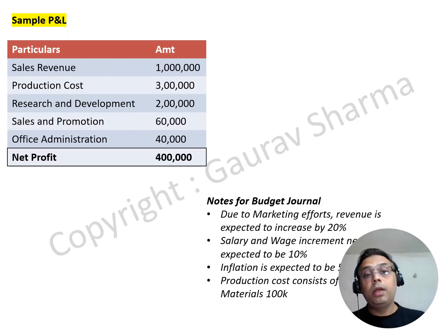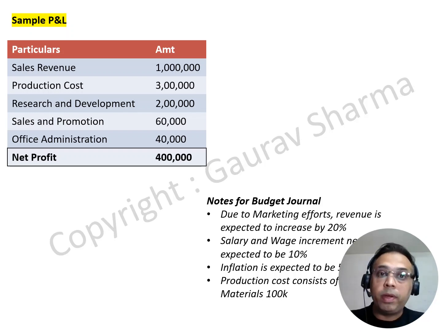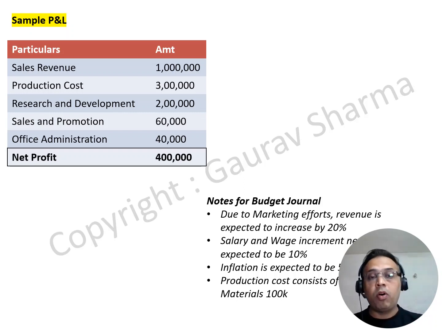400,000. But there's also something that I continue to do along the year. I prepare something known as a budget journal. Now, what is a budget journal? A budget journal can be a notepad, a document, a Word file, the format can be anything, but basically it is a journal that you keep where you keep noting down all those input points that you are likely to incorporate at the time of preparing the budget for next year.